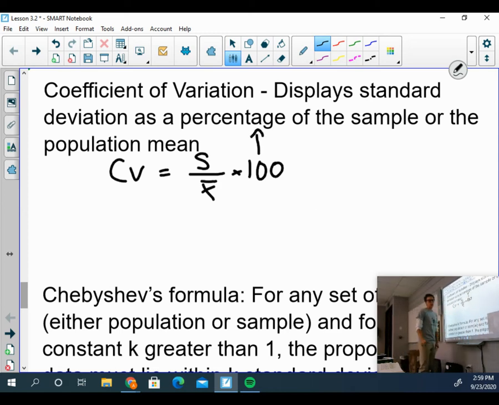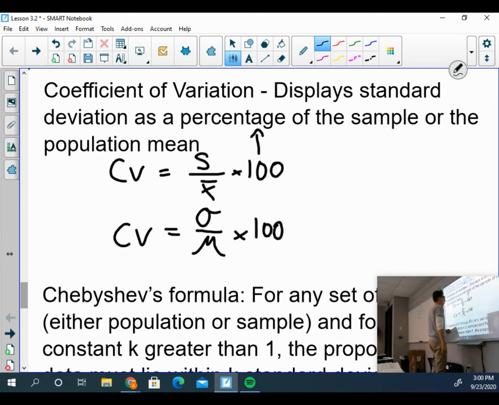And essentially all we're doing here is we're taking our sample standard deviation and dividing it by the mean. If we get a big number, the bigger the number is, the bigger the coefficient of variation is, the less consistent the data is. The smaller that number is, the more consistent the data is. If we wanted to do this for the population, we would do sigma divided by mu. Again, that would be my population standard deviation divided by my population mean times 100. Okay?